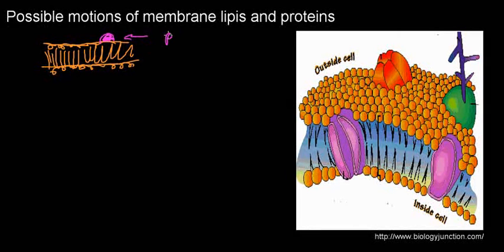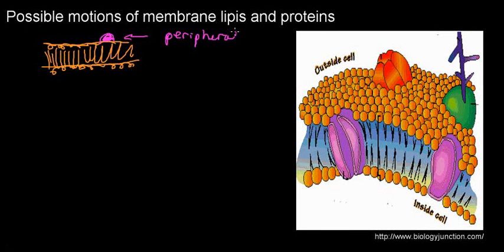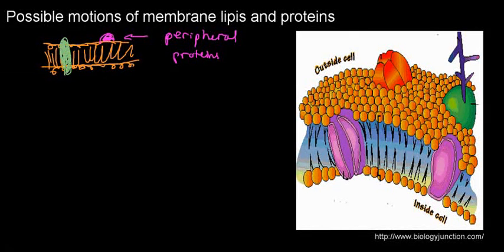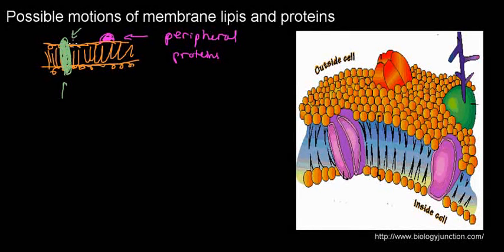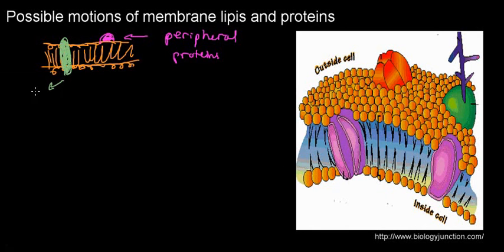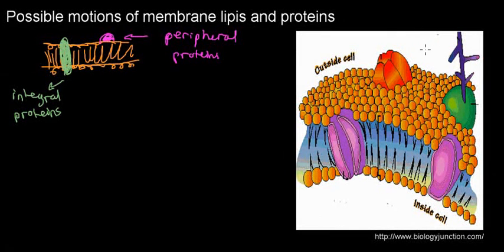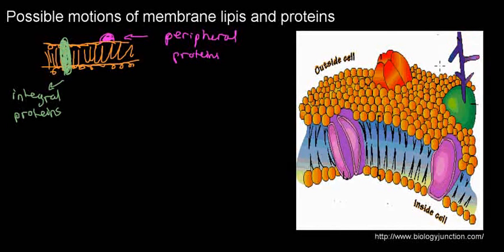So we may have proteins that are just on the outside part. These are called peripheral proteins. And we may have proteins that span the length of the bilayer. They are embedded in it, and they poke out on both sides, and these are integral proteins. Perfect. And if you're wondering, hey, what is this weird antenna looking thing? Well, this antenna looking thing is a carbohydrate. Don't worry about that. That does not really concern us at the moment.